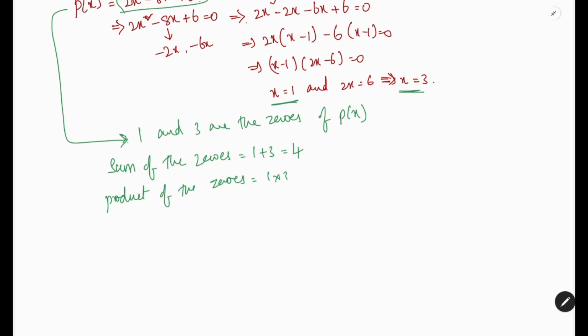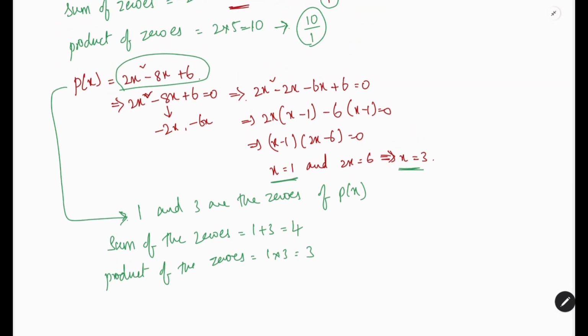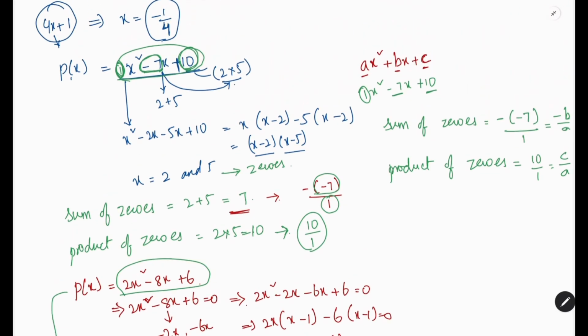Equal to 1 into 3 equal to 3. Okay. See, we can use that formula. See, 4 can be written as minus b by a. See, sum of the zeros is minus b by a.